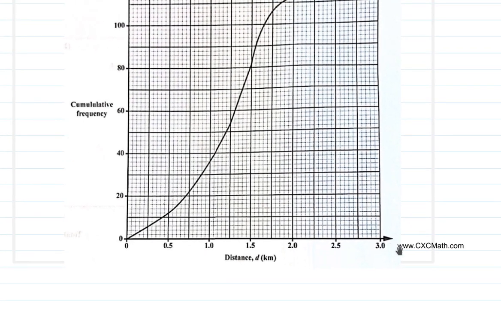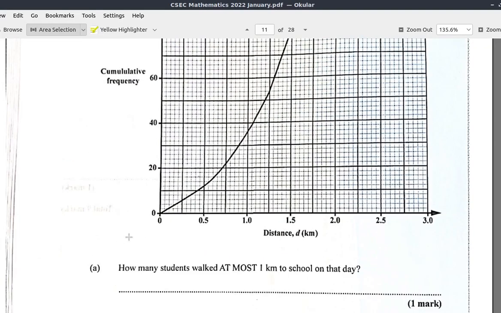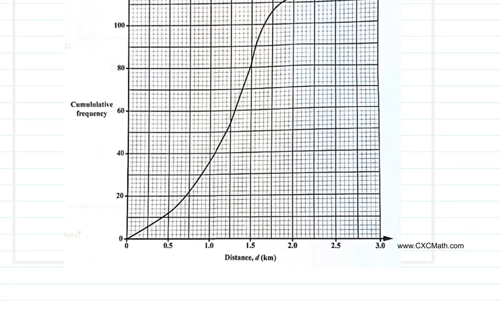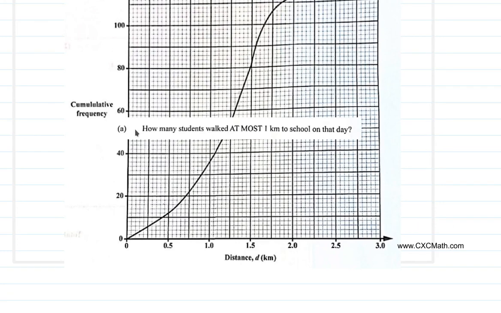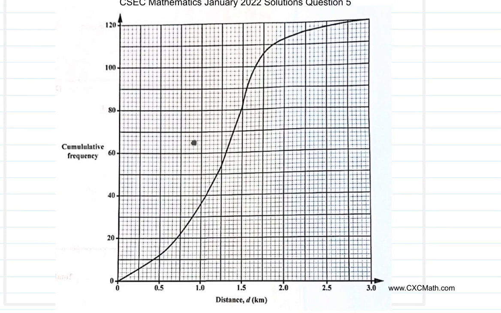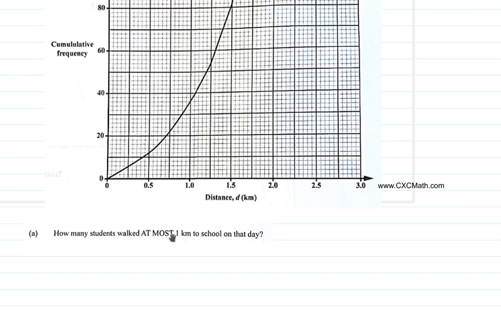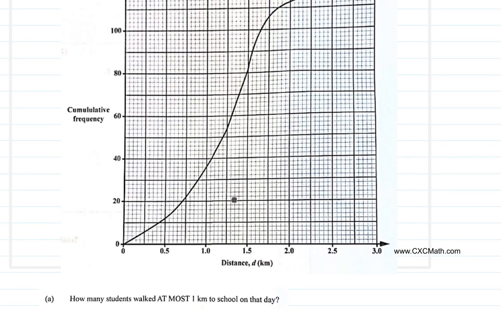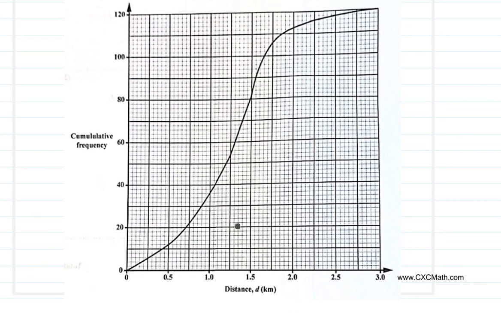What it says here: how many students walk at most 1 kilometer to school on that day? Let us copy and paste this question here. Now, at most means no more than that. 1 kilometer is the most. That's what it's saying, at most 1 kilometer. It doesn't pass 1 kilometer. So how many students? Can you figure that out?